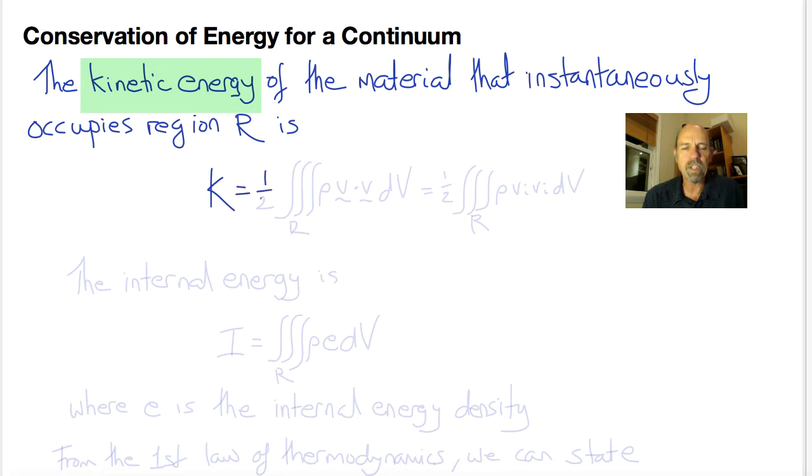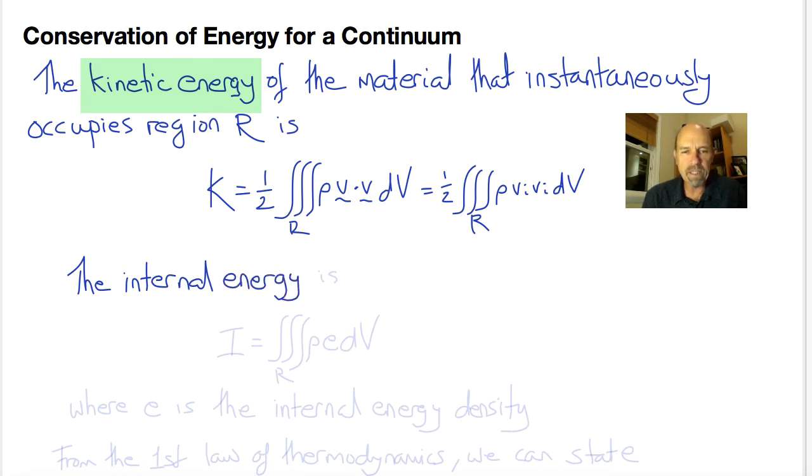So the kinetic energy K is 1/2 of the volume integral over the region R of rho times V dot V with respect to volume, or in index notation 1/2 rho Vi Vi dV. So energy is a scalar quantity and it's 1/2 mv squared.